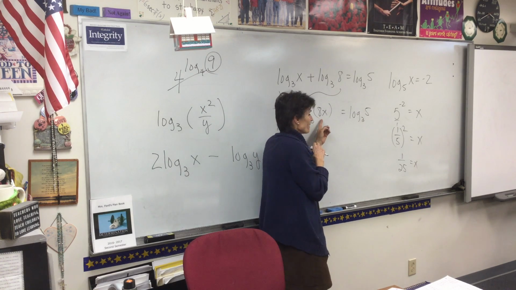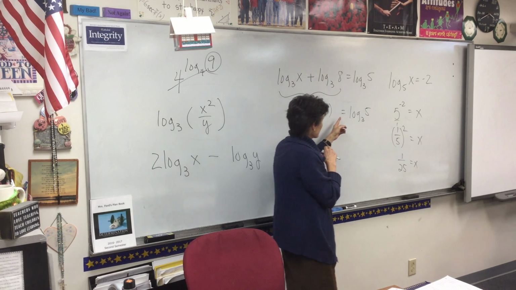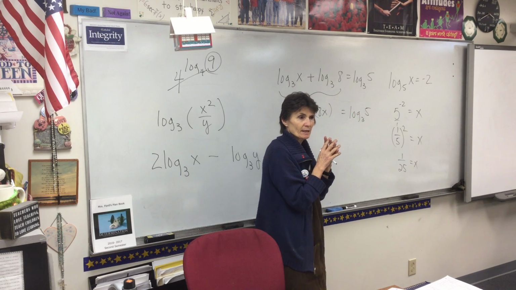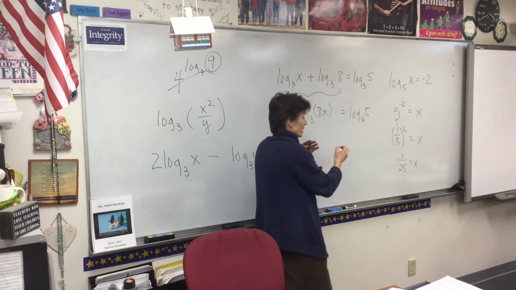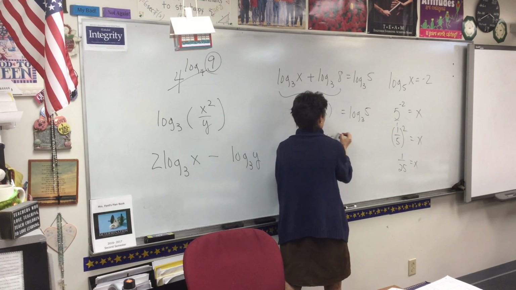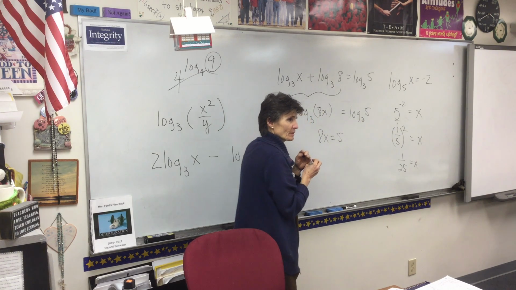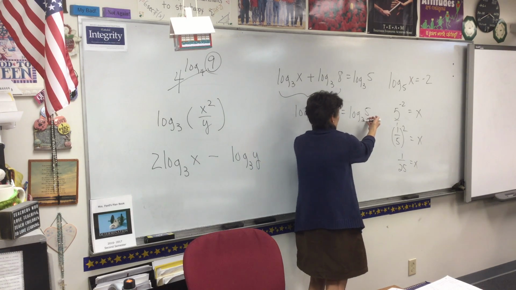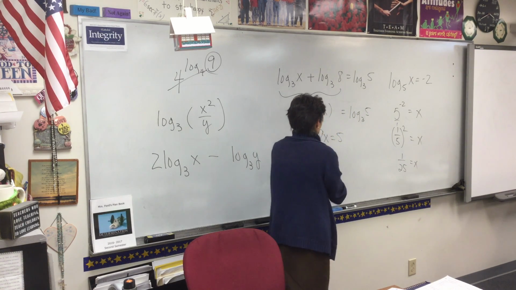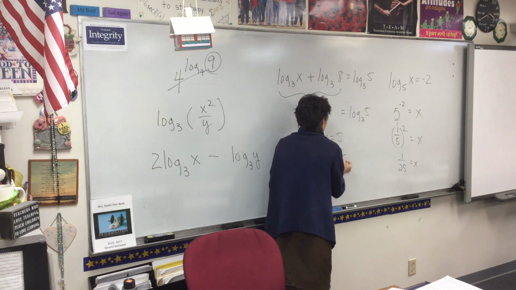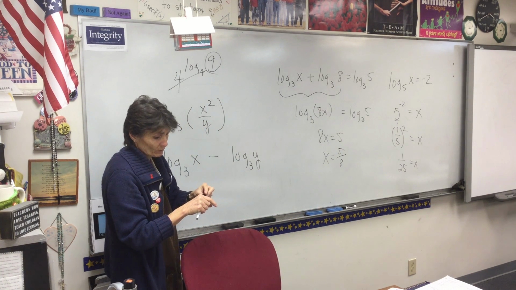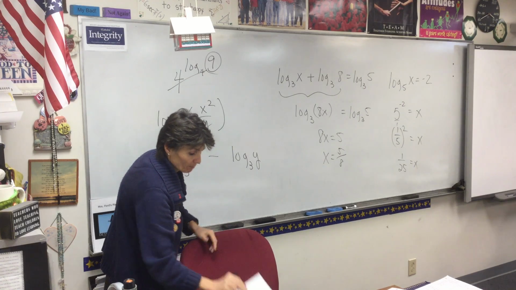If the log of 8x is the same as the log of 5, then doesn't 8x have to equal 5? Doesn't that just make sense? If the log of this is exactly the same as the log of this, then aren't these the same? So 8x equals 5. We'll do some more of those in just a couple minutes.